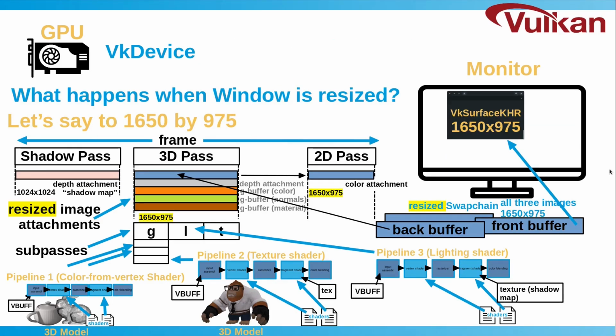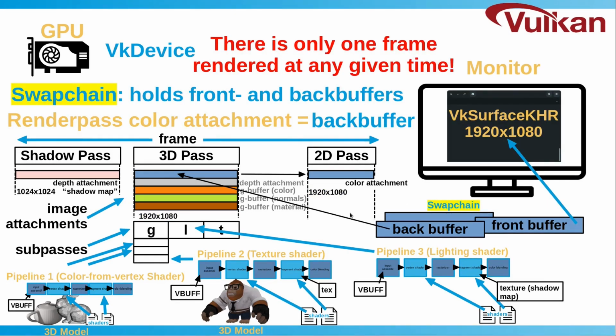What happens when the window is resized? Before, we said we have a window size of 1920 times 1080, and our 3 images of the swap chain, so we are doing triple buffering here obviously, have the same dimension, 1920 times 1080. This is also the dimension of all the input and output image attachments of the 3D pass and the 2D pass, and only the shadow pass is not affected.